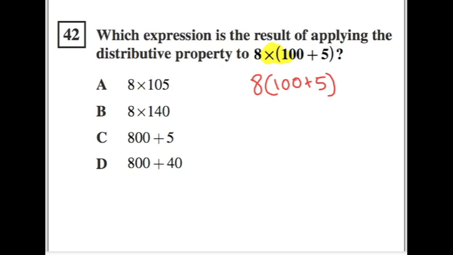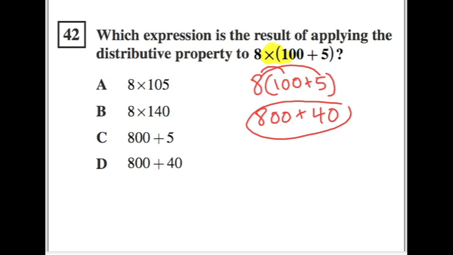So let's go ahead and do that. So 8 times 100 is 800 plus 8 times 5, which is 40. And if we do it that way, if we use distributive property correctly, we know our correct answer is D.